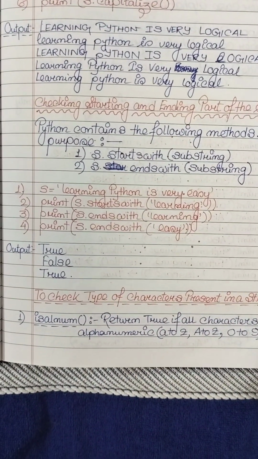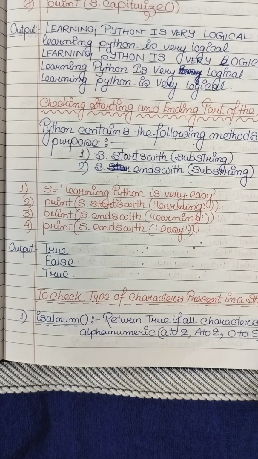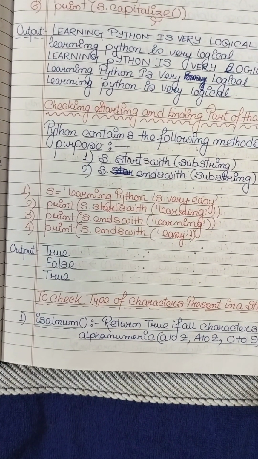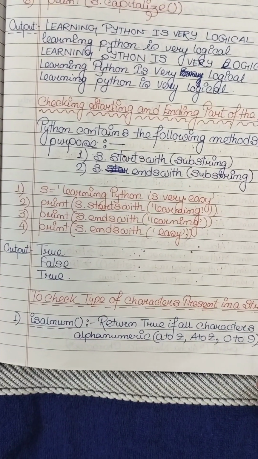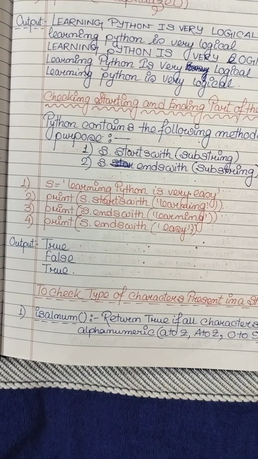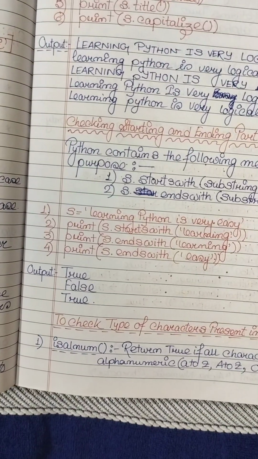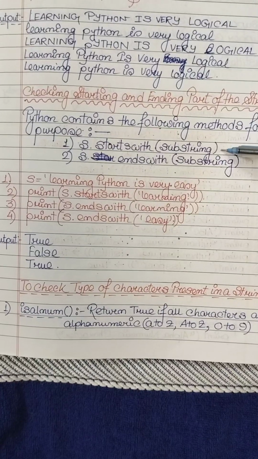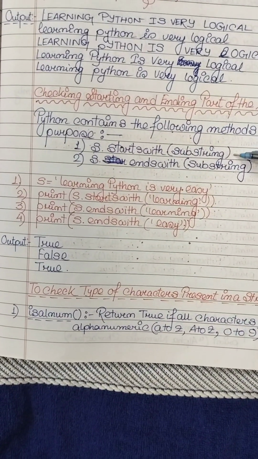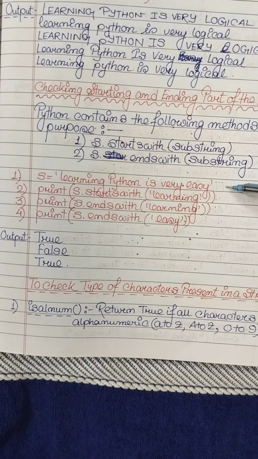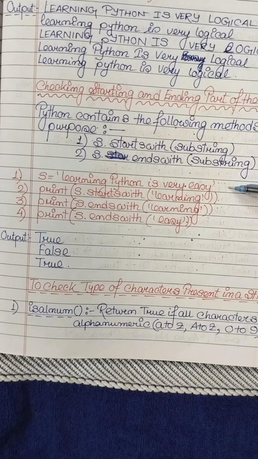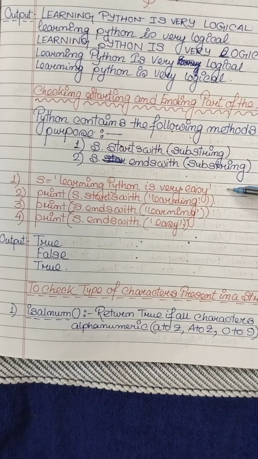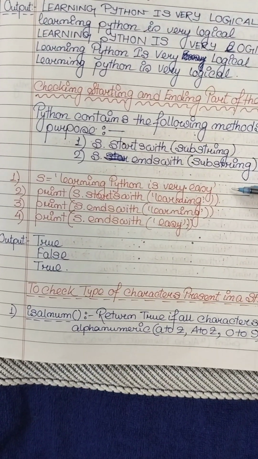There are two processes Python utilizes: s.startswith(substring) and s.endswith(substring). These are the two syntaxes. Suppose this is a string: s is equal to "learning Python is very easy".